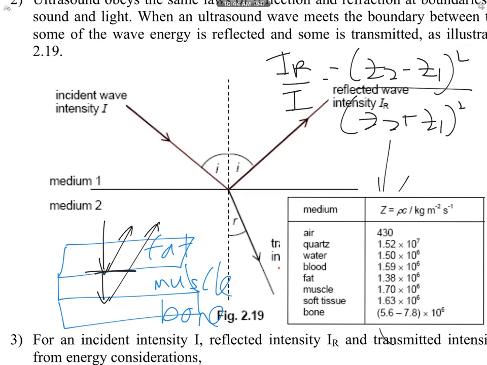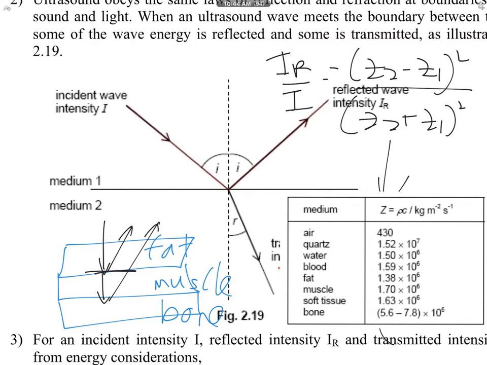Big difference. If you substitute inside here, you will get I_R over I as 0.99 something. That means almost 1. What does it mean? Almost everything that you send in is actually reflected. Nothing goes in really, which is why they must use a water-based gel. If they use a water-based gel on your skin first, then the boundary will be water and soft tissue. Water and soft tissue, the values are very similar. So you will get 0.00 something or 0.0 something. Very small value. In other words, very little is reflected and most of it is transmitted.